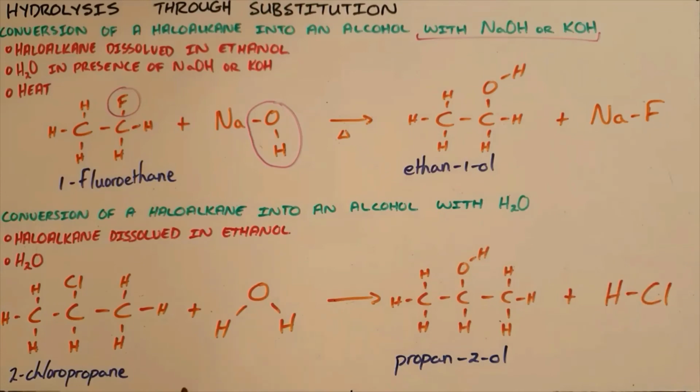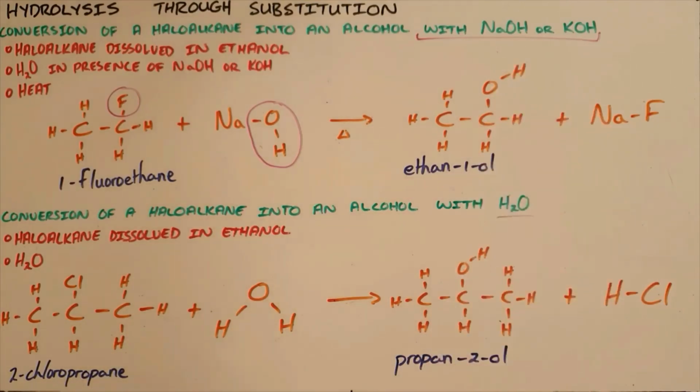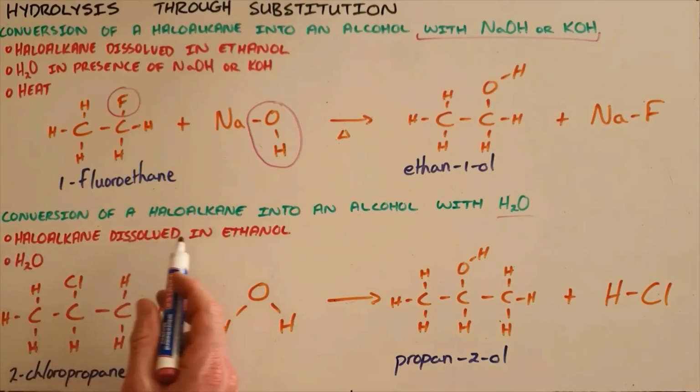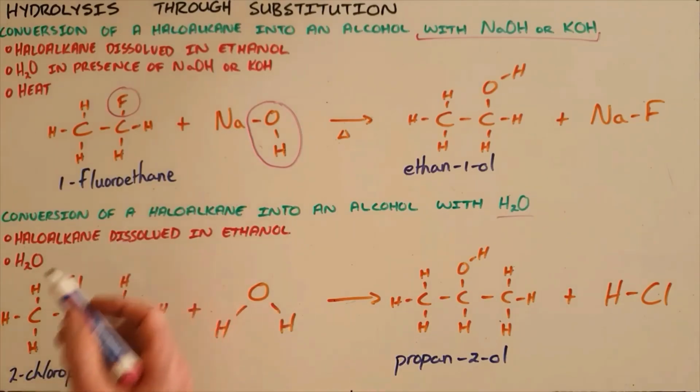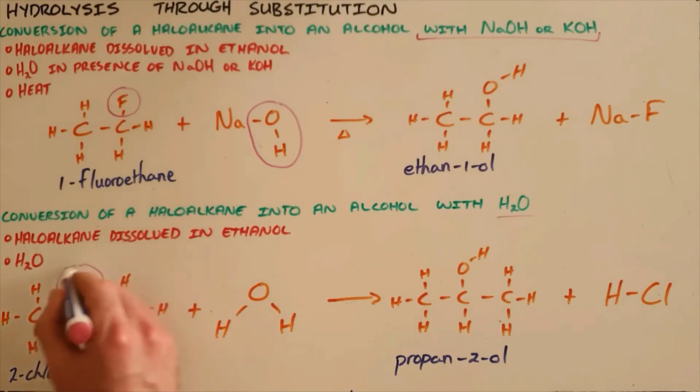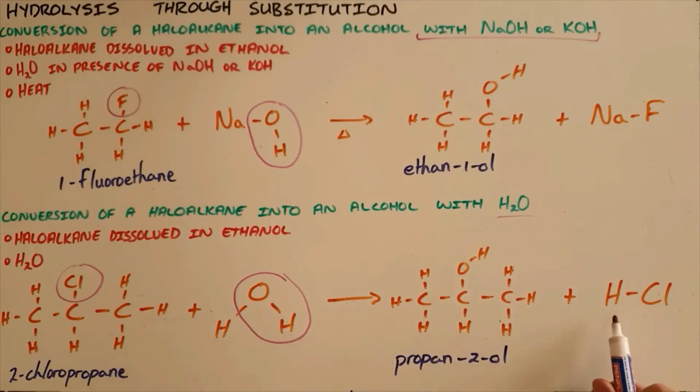The second type of hydrolysis through substitution reaction is with only water, not with sodium hydroxide or potassium hydroxide. The specific conditions for this type of reaction are firstly that the haloalkane must be dissolved in ethanol, same as the previous reaction, and that there must be water present in excess. So in this example we have 2-chloropropane that reacts with water, and when these conditions are met, we find that the chlorine atom is replaced or substituted by the hydroxyl group from the water molecule, which forms the alcohol propan-2-ol and then leaves us with HCl.